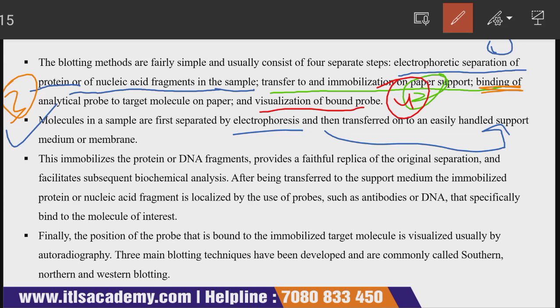Then comes the last step: finally, the position of the probe that is bound to the immobilized target molecule is visualized using autoradiography. Three main blotting techniques have been developed. They are known as Southern blotting, Northern blotting and Western blotting.